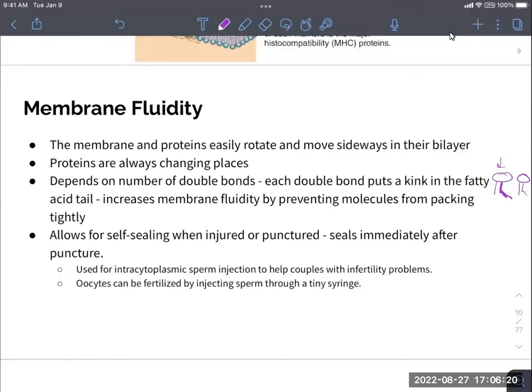It also allows for self-sealing when injured. A great example is with infertility. They actually use what's called an intracytoplasmic sperm injection into the oocyte, which is the egg from the female, which is injected with the sperm from the male. It's actually injected inside that oocyte. And then as the needle is removed, the membrane of that cell moves around and it self-seals back up.